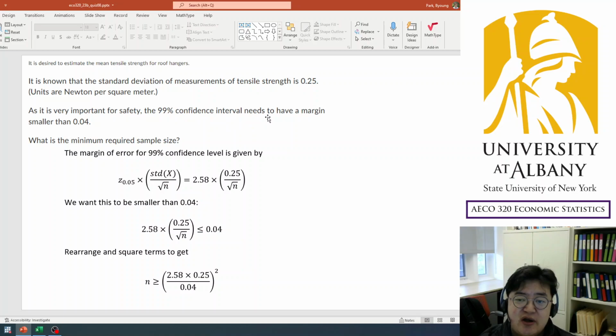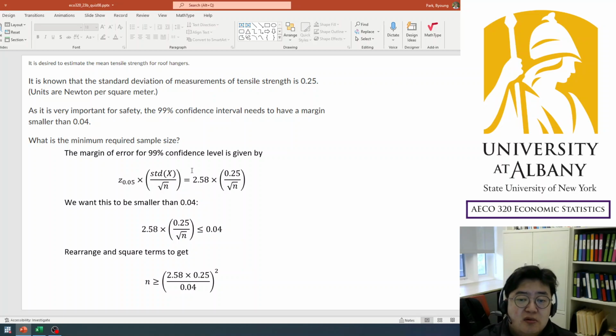We would like to keep the confidence level high. The confidence interval needs to have a margin of error smaller than 0.04. So the margin of error should also be small because it is related to safety. You have to be very, very conservative. Then, what is the minimum required sample size for this estimation? Remember, it is about the sample size. You need to solve for the sample size, not the interval or margin.